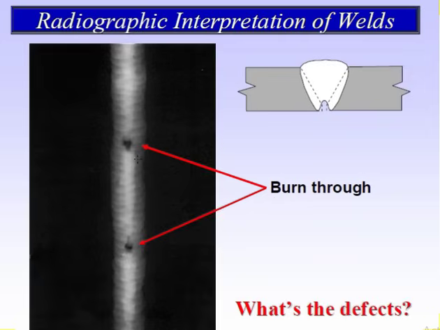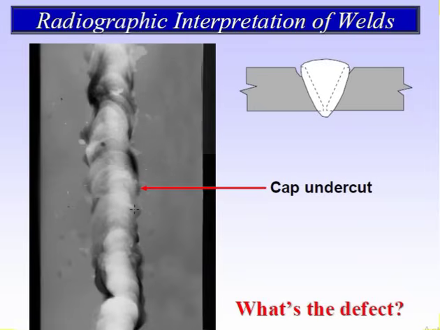So this looks like this type of image. Everybody knows, if you see the welding image and the radiograph image, you can see here the cap undercut. This is the radiography interpretation of the weld, and this is the undercut, the cap undercut. You can see here how it looks like.